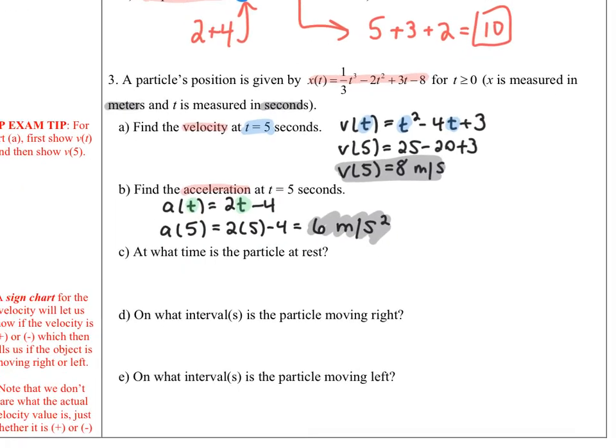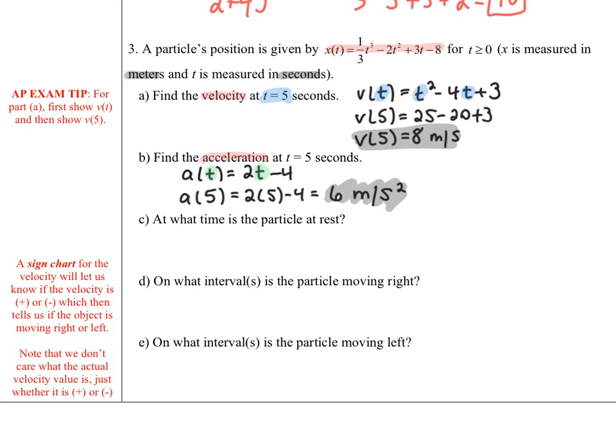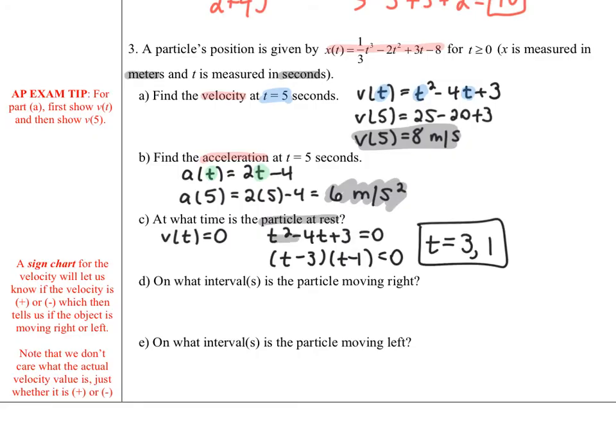My next question asks at what time is the particle at rest, and that just means I want my velocity to equal 0. So I take my velocity equation from part A and I set it equal to 0. And when I solve by factoring, I get 2 times that give me a velocity of 0.